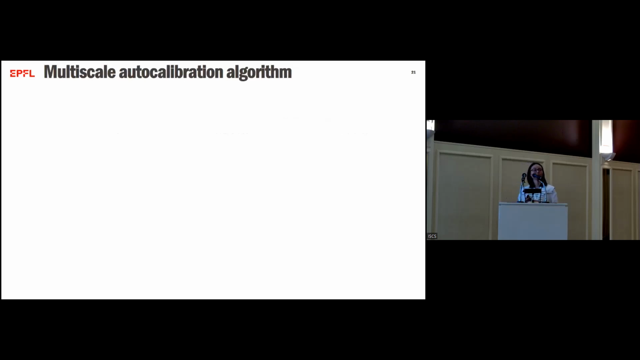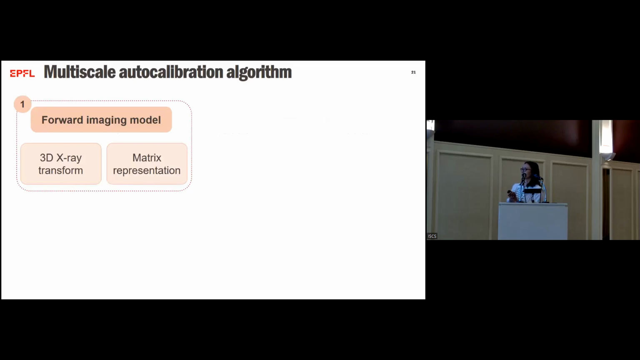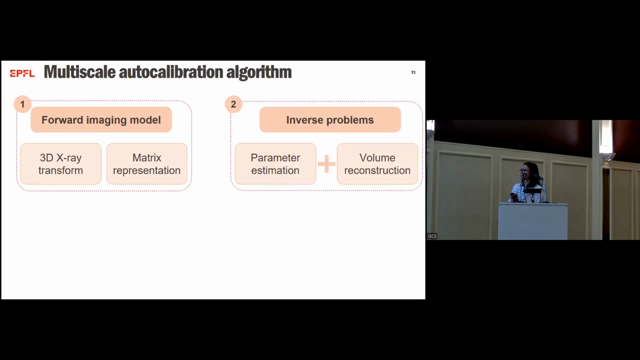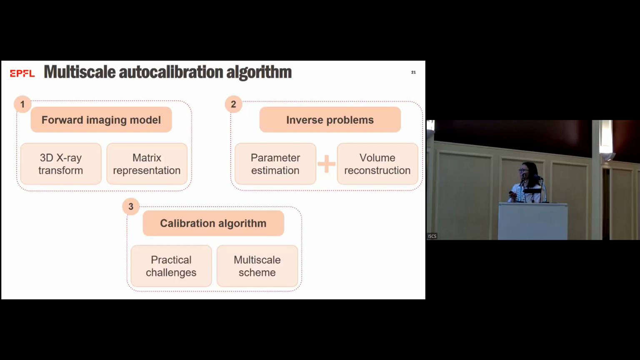So now the question is, how do we correct these artifacts? Here we propose a multi-scale auto-calibration algorithm, and this part I will divide into 3 subparts. We first will take a look at the forward image model that we adopt for the OPT. And then we take a look at the inverse problems that we're going to be solving. It involves parameter estimation as well as volume reconstruction. And then in the end, I introduce the calibration algorithm. I will talk about some practical challenges we have with our experimental data sets, and then tell you how the multi-scale scheme works.